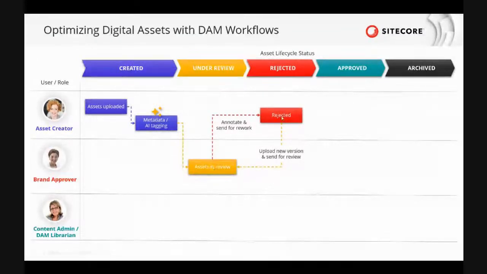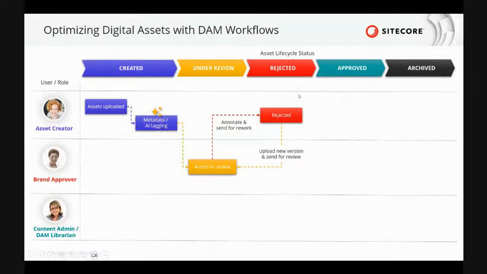they're going to get sent back to the asset creator as rejected. And the asset creator will upload a new version of the asset and send those assets for review, and it will be back to the under review status. The brand approver receives them again. So this is where the cyclical nature of workflows is very typical in asset workflows. And at that point, the process can be repeated multiple times.